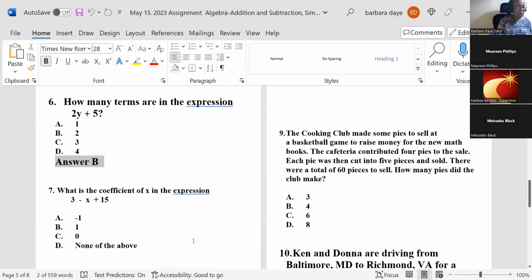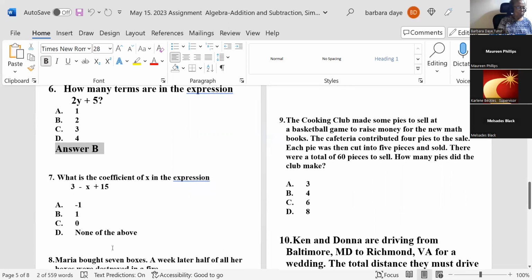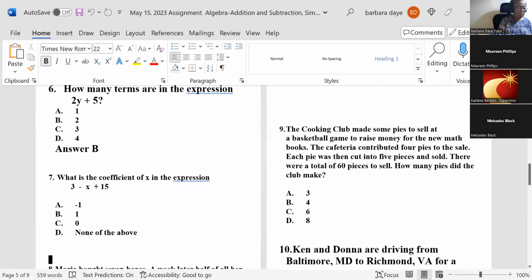Maureen, what's the coefficient of x? I put 1. What would you put, Mercedes? Maureen I think said B. I would say none of the above because I'm doubtful. Nope, it's A, it's minus 1. You said 1, but see, the minus in front of the x makes that a minus 1x.